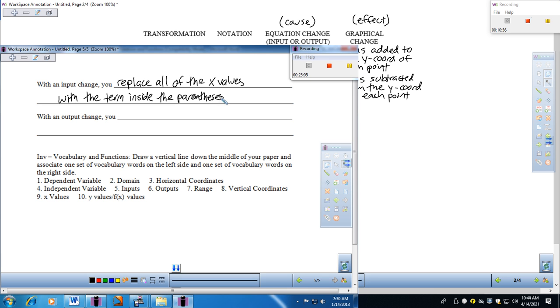Output changes are a little different, and here's just what I wrote. It looked like in each case we perform the operation on the entire function. So we're not replacing x's, we're not changing the x's, we're just changing the overall function by performing that operation. So that's what I pretty much wrote on my paper, and I'll do that on the board here. Perform the operation on the entire function.